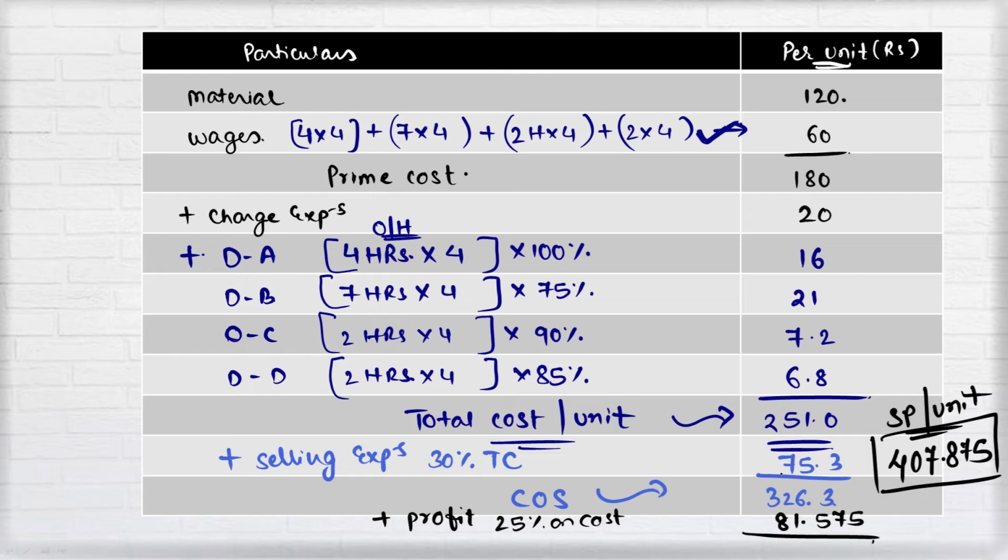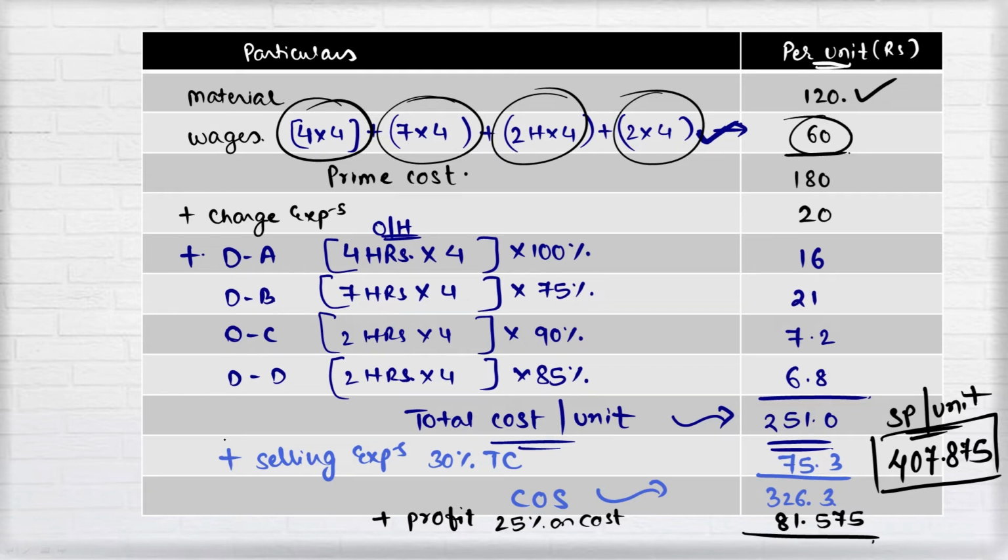Let us recapitulate the question. The job has a material cost of 120, wage cost in department A of 16 rupees, department B 28 rupees, department C 8 rupees, and department D 8 rupees, so total wage cost per unit becomes 60 rupees. There is a direct expense given of 20 rupees. How to absorb the manufacturing overhead based upon direct wages? This will be 16 multiplied by 100%, 28 multiplied by 75%, 8 multiplied by 90%, and 8 multiplied by 85%. We found out the absorption rate based upon direct wages.